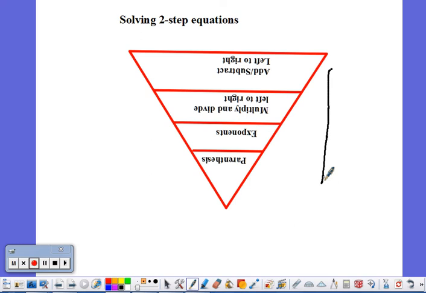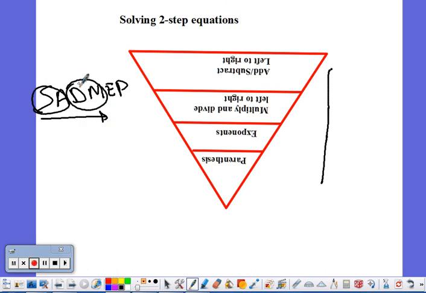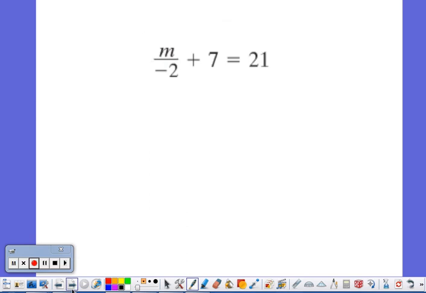So for example, some teachers have started saying SADMIP to solve two-step equations. So basically we're moving this way now. We're going to undo addition, subtraction. We're going to undo multiplying, dividing, and then we'll worry about the other two operations. So here's my first example.